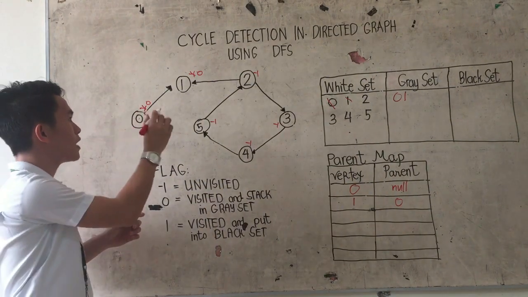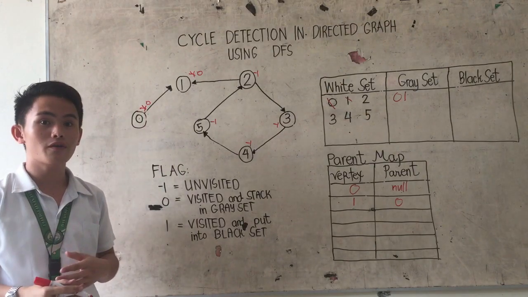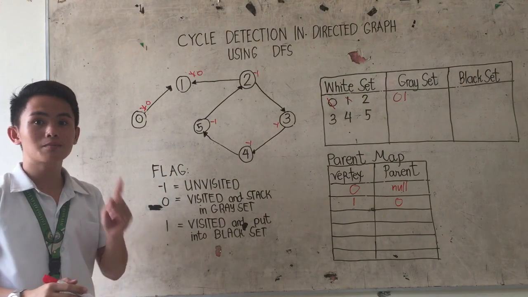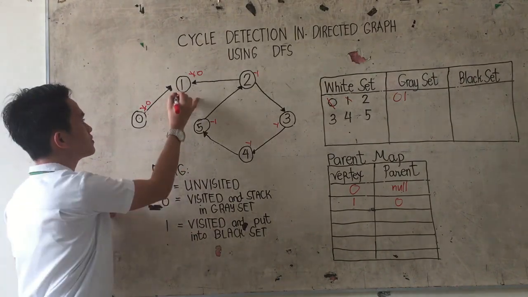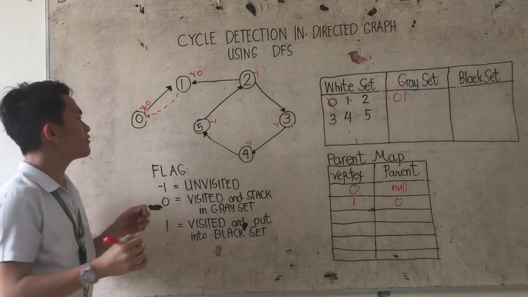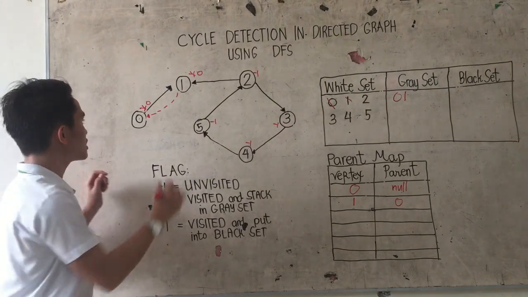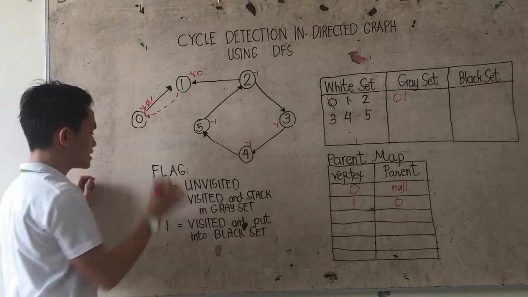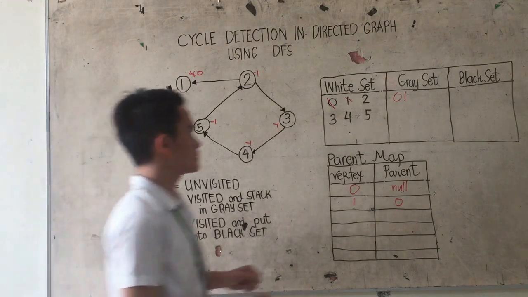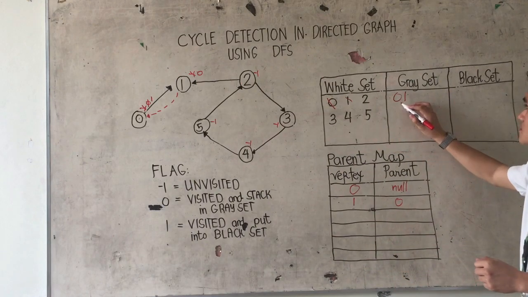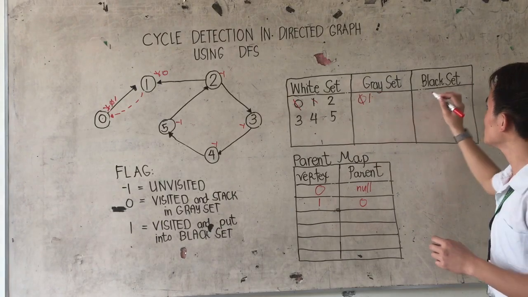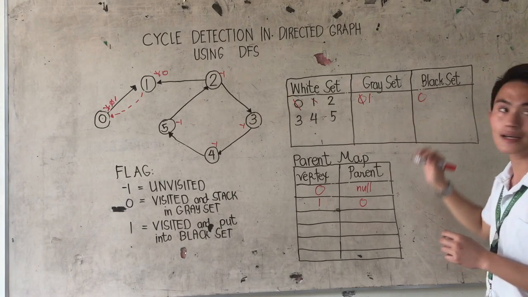Since we have visited 1, let's now find the neighbor of 1. So in this graph, 1 has no neighbor. So let's backtrack to 0. Since we have backtracked to 0, let's now change this 0 to 1, since 1 is visited and now put into the black set. So let us pop out 0 from the gray set and then write it down in the black set.